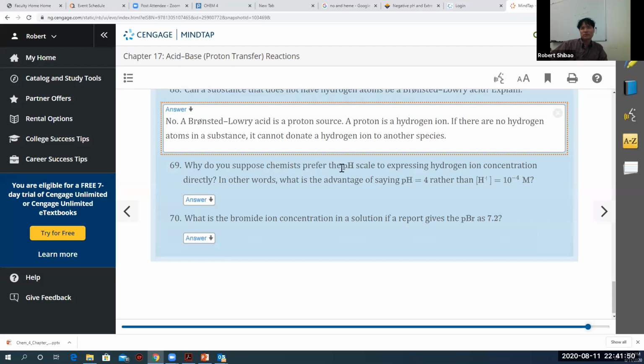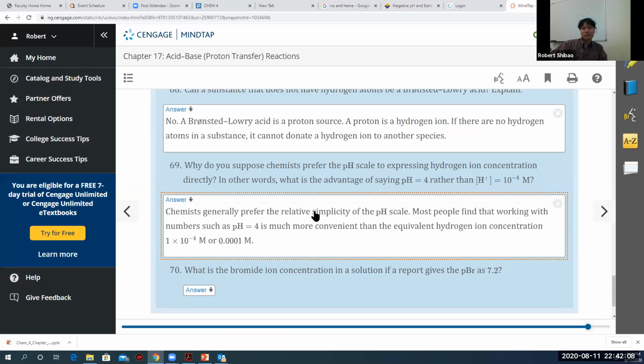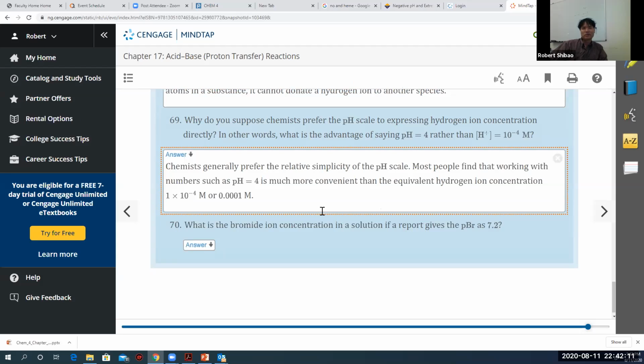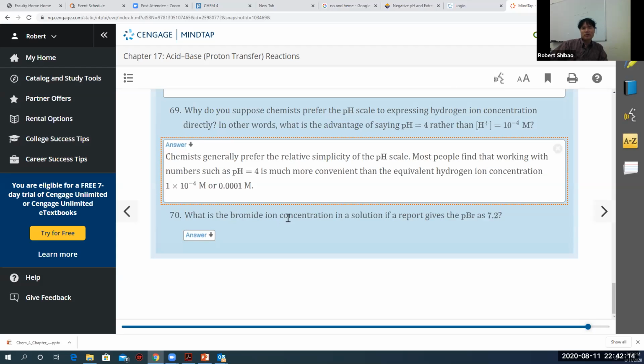Why do you suppose chemists prefer the pH scale to expressing hydrogen ion concentration? In other words, what is the advantage of saying pH 4 rather than H plus 10 to the minus 4? It's just easier. Less writing, less work. Simplicity. That's why. What is the bromide ion concentration in a solution if a report gives the pBr as 7.2? The bromide ion concentration is going to be 10 to the minus 7.2 molar. And so it's the anti-log.